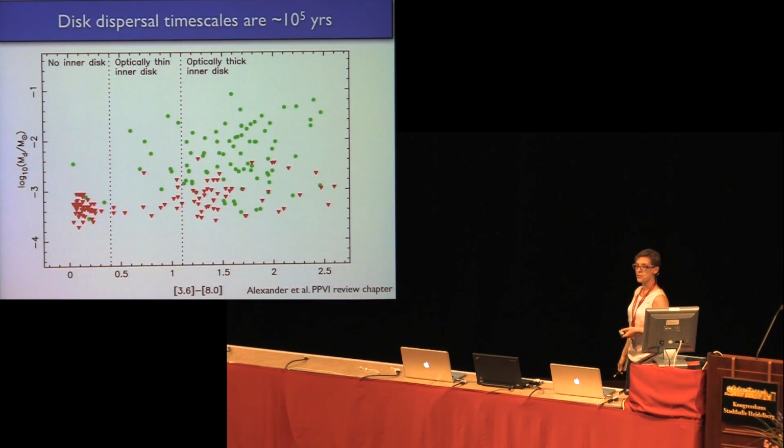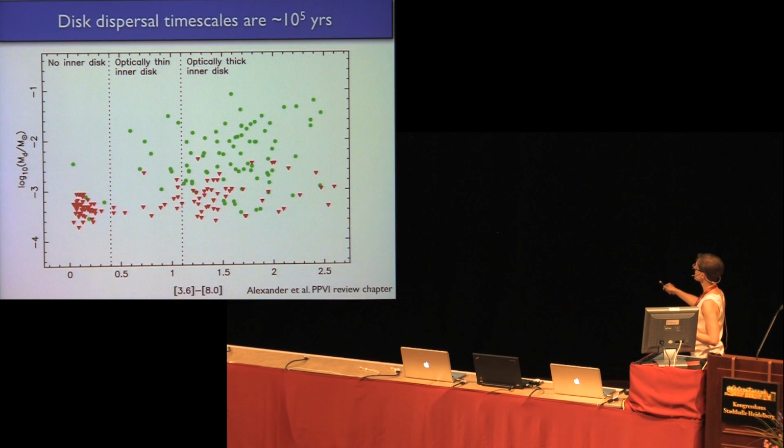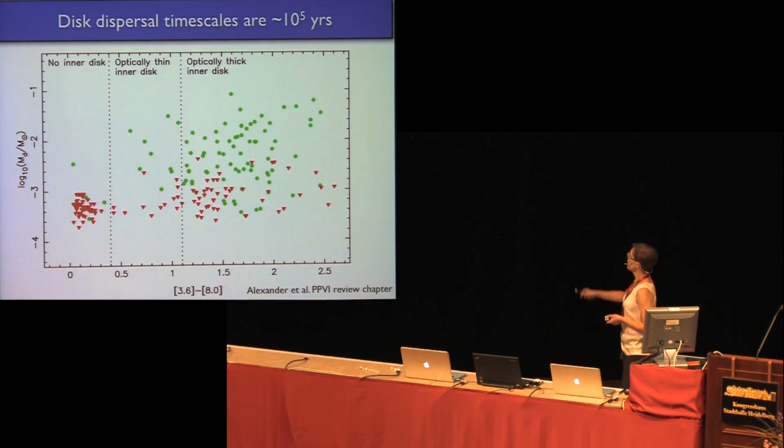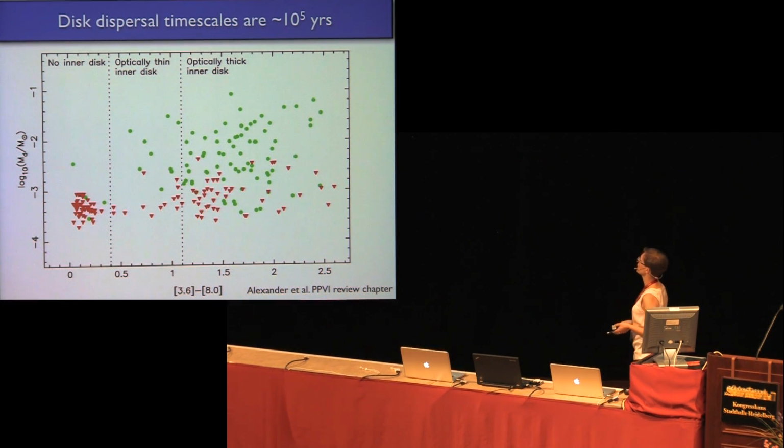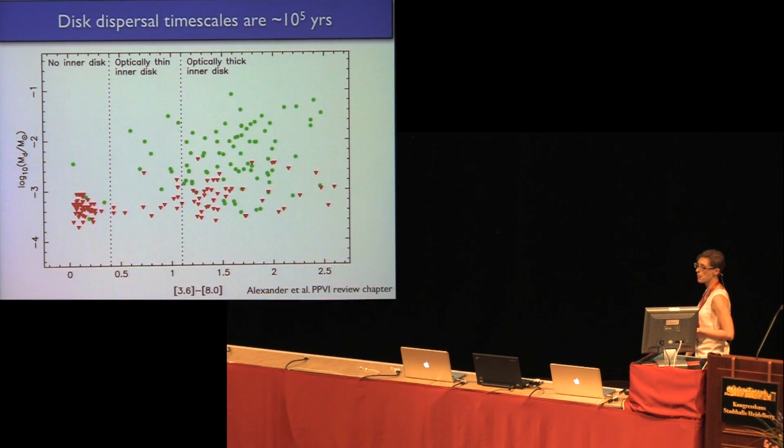Now, another question is, once the clearing process has started, how long does it take to disperse the disks? And to answer this question, we can look at figures like this one, where on the x-axis we have a diagnostic for the inner dust disk, and on the y-axis we have instead the total disk mass, which is measured through millimeter observations, and therefore it's tracing the outer dust disk. Here in green there are detections at millimeter wavelengths, and in red are upper limits.